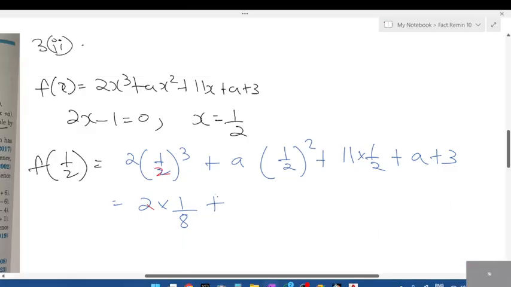First, according to BODMAS, bracket, whatever is given in the bracket, cube is given. Last time we solved the exponent concept. Open the bracket: plus a into 1 by 4, 11 by 2 plus a plus 3.